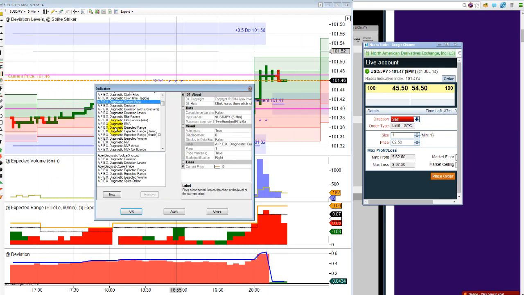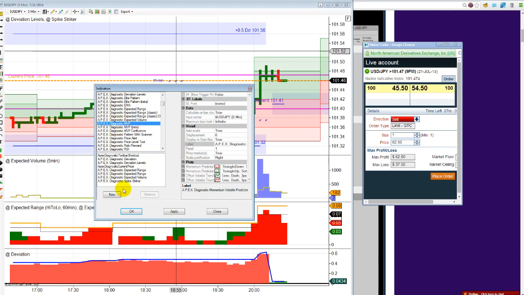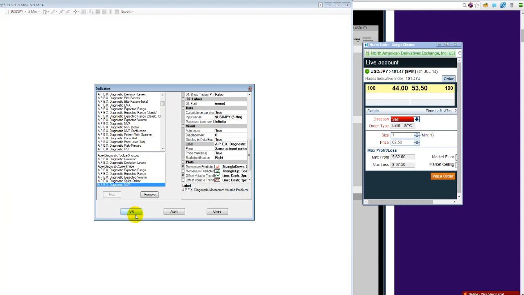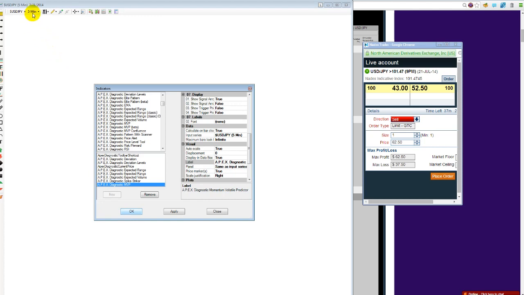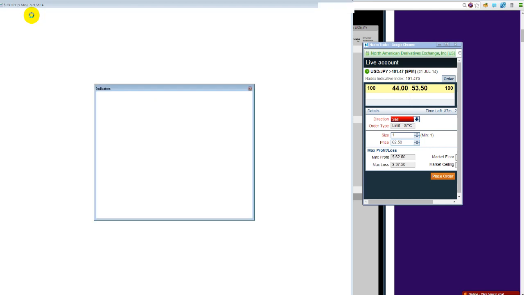Add momentum volatility prediction right here. And then we'll go over here to 10-minute bars. That's loaded up.